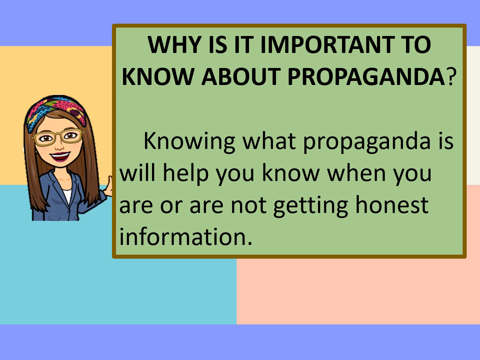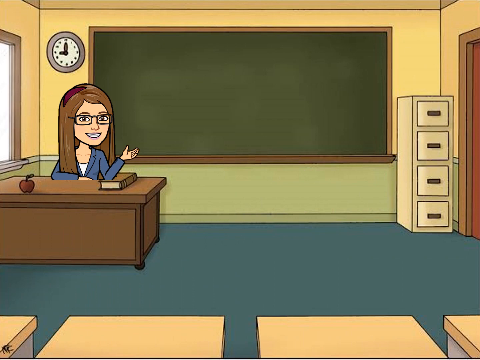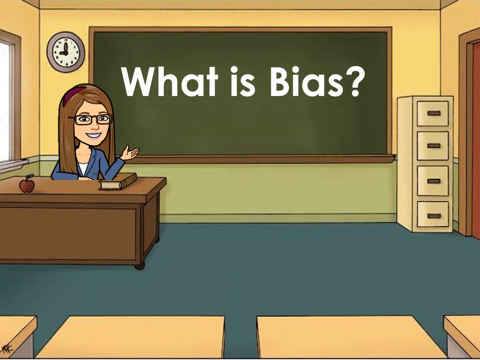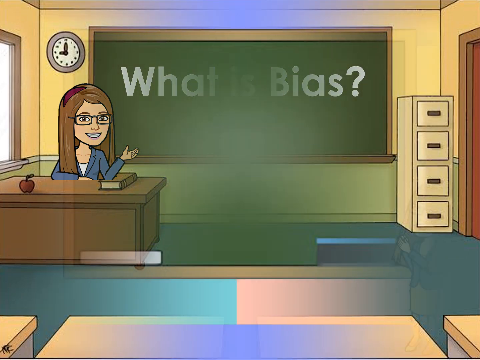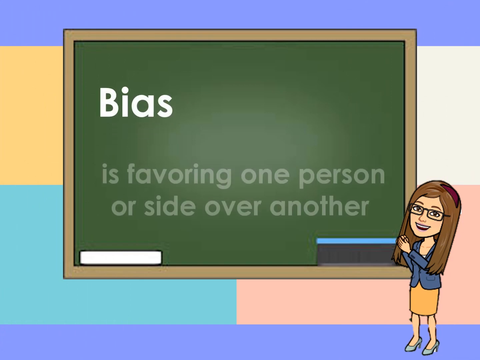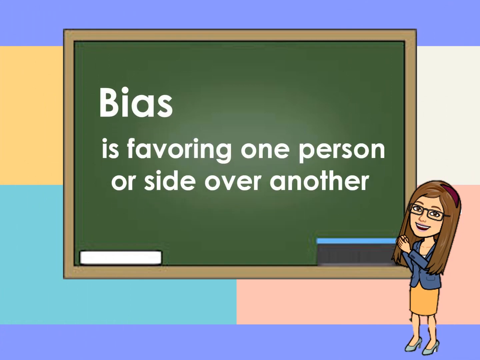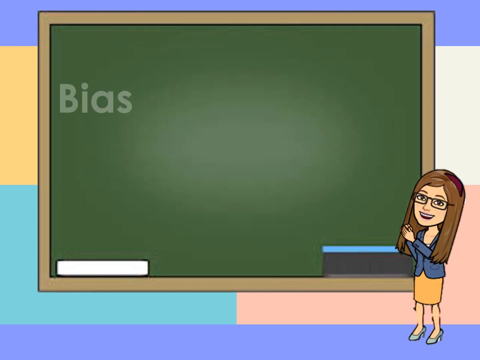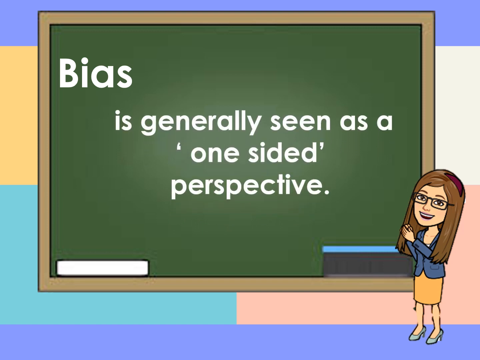Why is it important to know about propaganda? Knowing what propaganda is will help you know when you are or are not getting honest information. And what is bias? Bias is favoring one person or side over another. Bias is generally seen as a one-sided perspective.